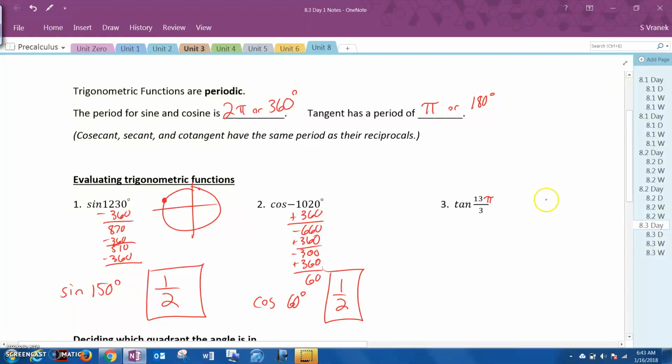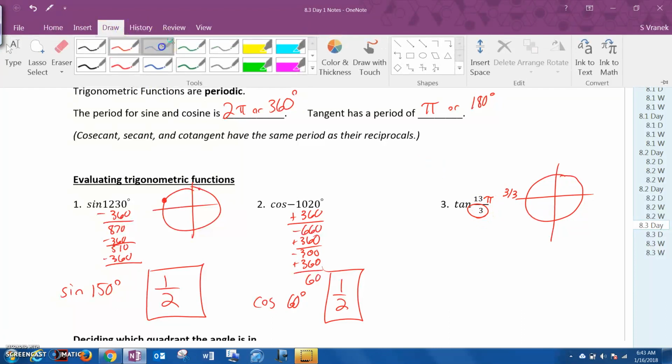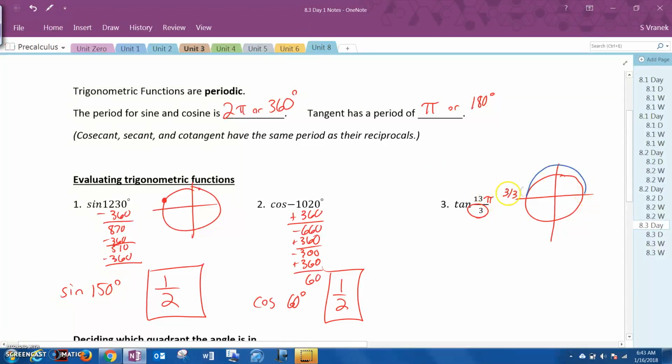Now with radians, I find it easier to figure out what my denominator is. You have to remember that 1 pi is over here. Well, 1 pi is 3 over 3, right, when you're in thirds. So I go around the circle in thirds. To go from here to here, it's 3 over 3. We have another 3 over 3, so we're at 6 over 3, which is 2 pi. Then we're at 9 over 3, which is 3 pi, then 12 over 3, which is 4 pi. And then I've used 12 thirds, which means I have one more third left. So my angle is at pi over 3. So this is the same thing as saying tangent of pi over 3.